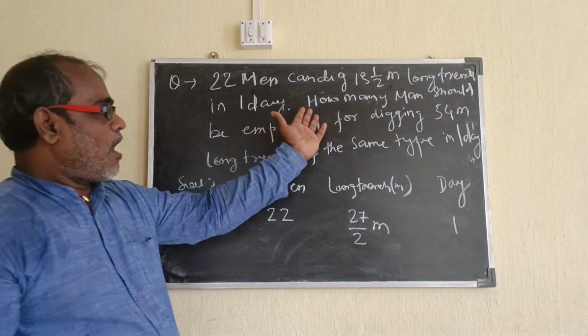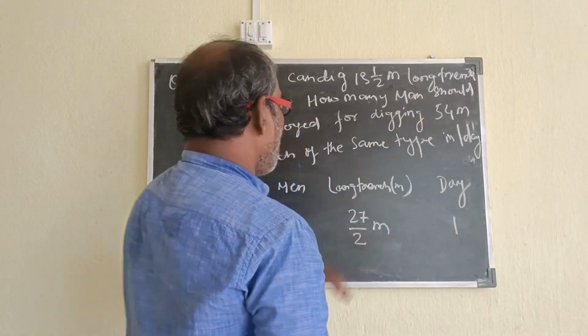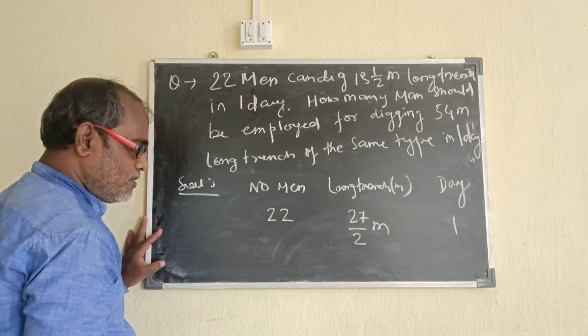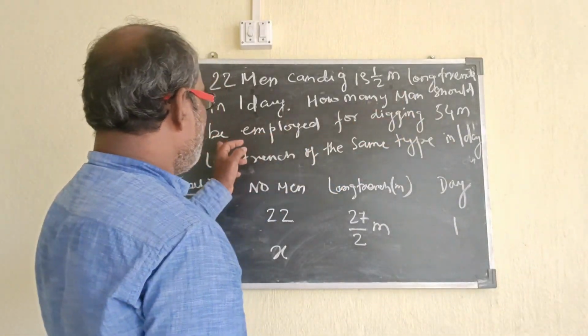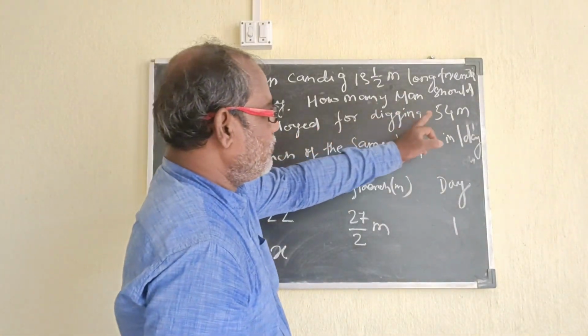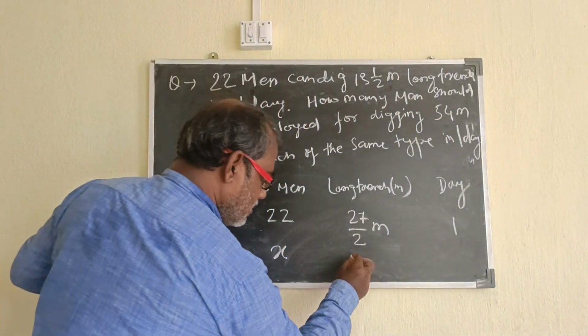Our next statement is: how many men? Let it be x men. Write it here: x men should be employed for digging 54 meter. Right here, 54 meter.